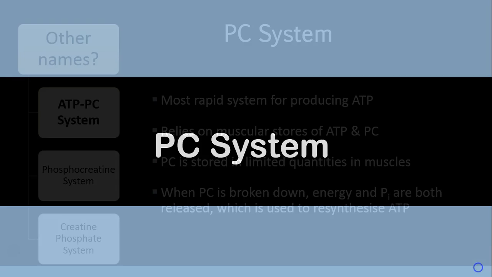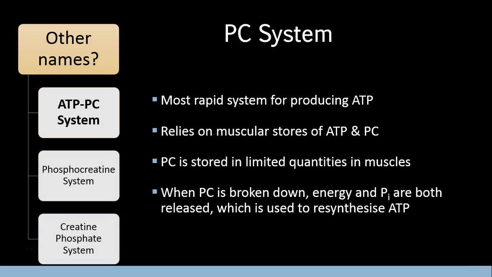Alright, this presentation is discussing the PC system in relation to one of our main three energy systems that we've looked at. I'll talk about the characteristics of this system and how it actually works to help us produce ATP. I'm going to talk about it as the PC system.